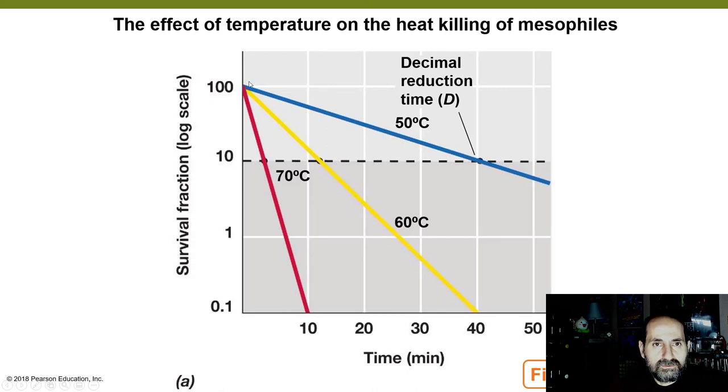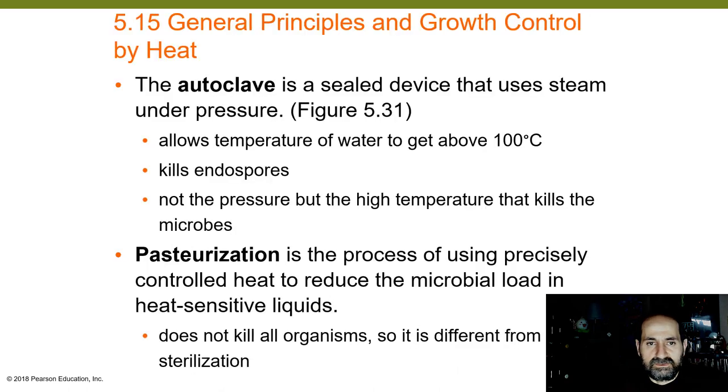And when you're killing the microbes, by the way, there's what's known as decimal reduction time. Decimal reduction time refers to the amount of time it takes to kill 90% of the bacterium. At 50 degrees C, the decimal reduction time is 40 minutes, and this is the decimal reduction time of mesophiles, not endospores. At 60 degrees C, it drops to about 12 or 13 minutes. And at 70 degrees C, it drops to less than 5 minutes. Again, decimal reduction time means the amount of time it takes to kill 90%, or one log, of an organism.